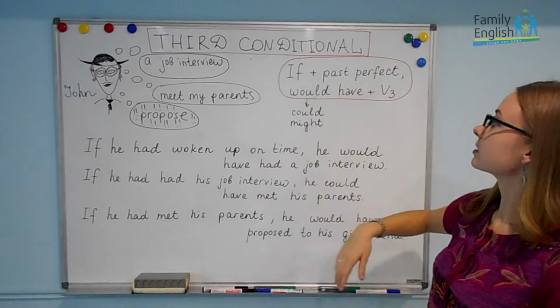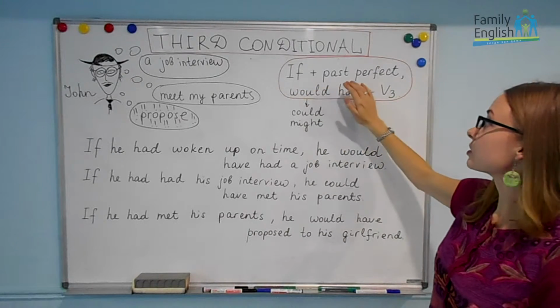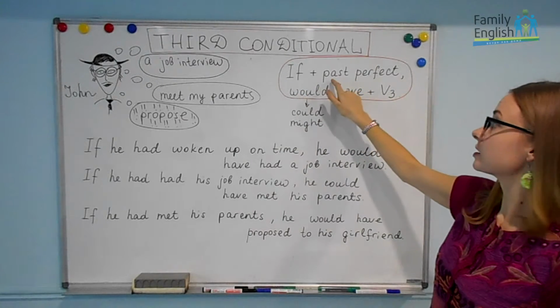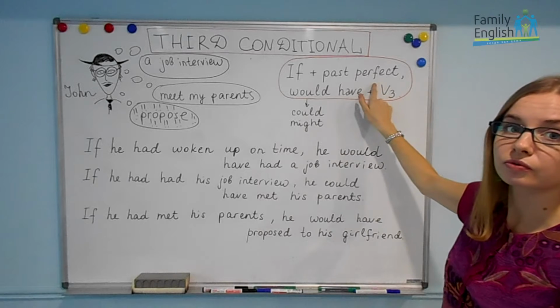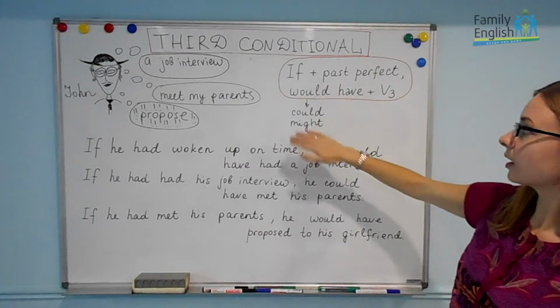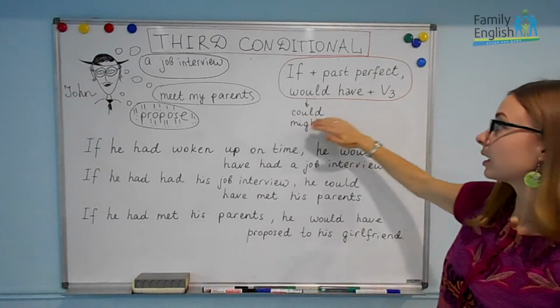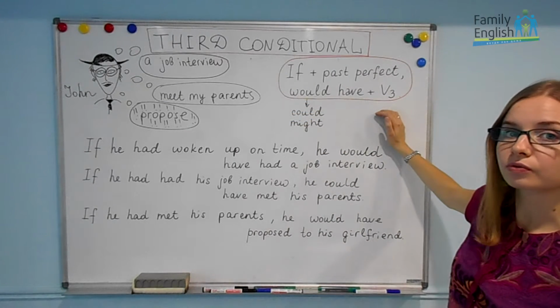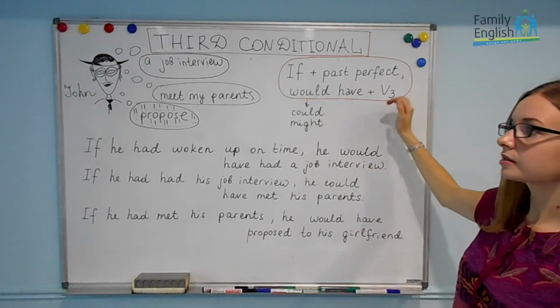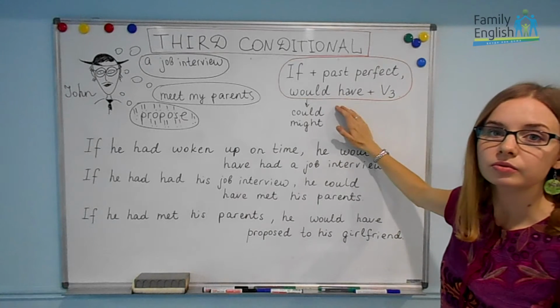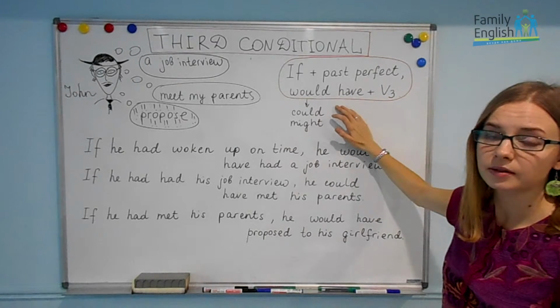It looks like this. After if, we use past perfect. That is had plus the third form of the verb. And in the second part, we will need would, have, and the third form of the verb. Instead of would, we can also use could or might.